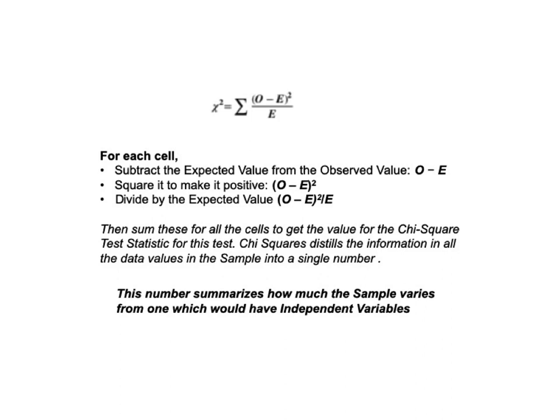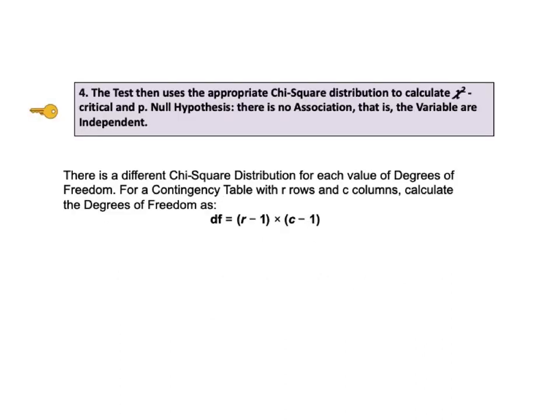Following the formula, we get a value for chi-square which summarizes the data and how it differs from what we would expect if the variables, gender and meal preference, were independent. In our example, chi-square equals 5.24. Step number 4 says, the test then uses the appropriate chi-square distribution to calculate chi-square critical and P.